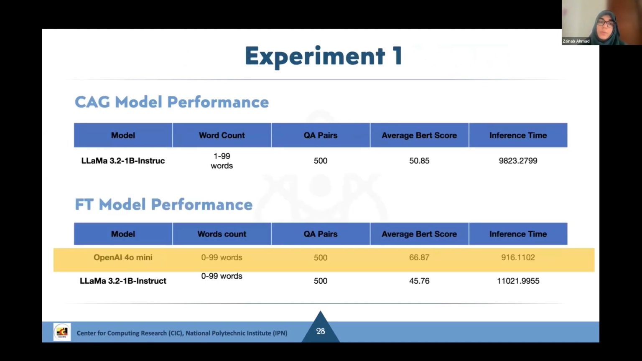If we see CAG, we use Llama, and the average BERTScore is 50, which is okay. While for FT models, we have used OpenAI and Llama. FT is fine-tuning. If you compare these three, the OpenAI model performed well, achieving a BERTScore of 66%.